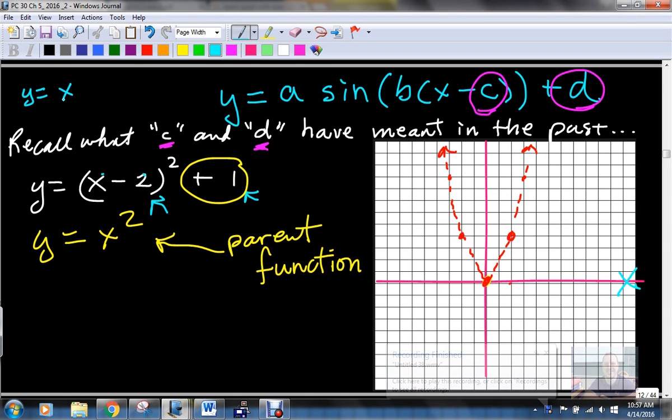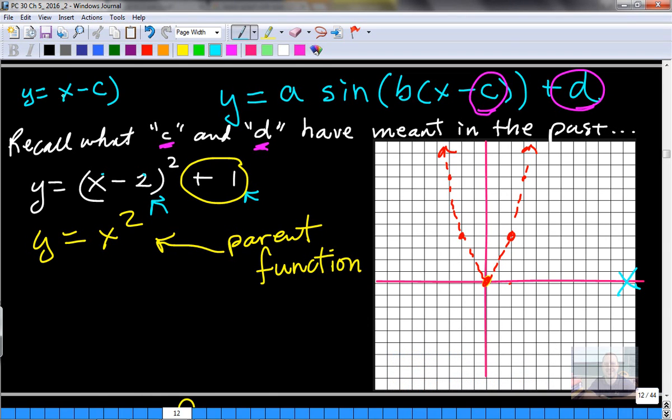This is really the format. It's x minus c all squared. So when you see a minus, it's moved to the right. If you see a plus, it moves to the left. Okay, that's the bottom line. That's all you got to remember. So this graph would actually go 2 units to the left.